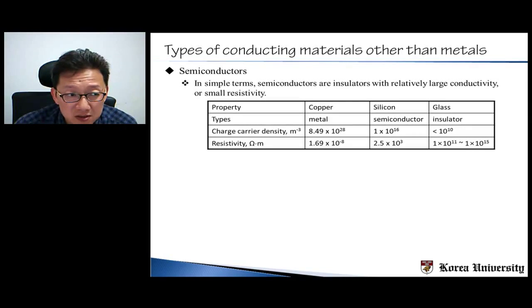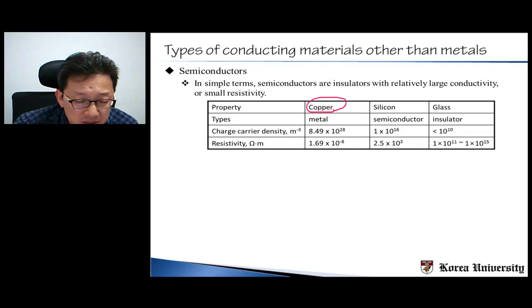I think semiconductors are very popular, so you think you know something about semiconductors, okay? In fact, semiconductors are not actually conductors. They are insulators with relatively large conductivity. So let's try to compare three materials. First, copper, which is a typical metal, silicon, which is a typical semiconductor, and glass, the typical insulator.